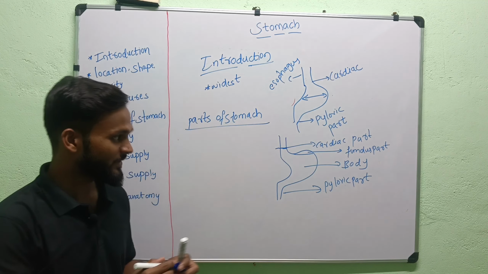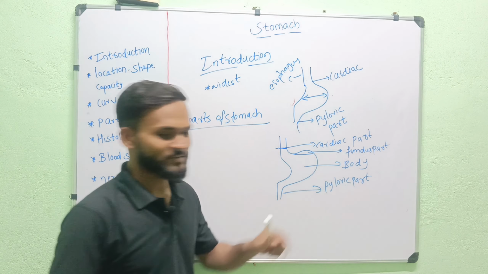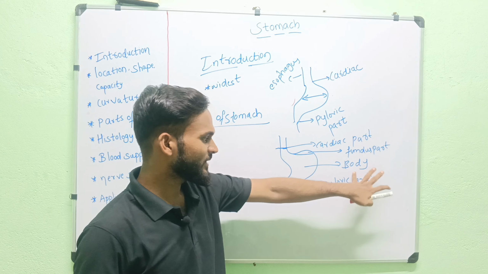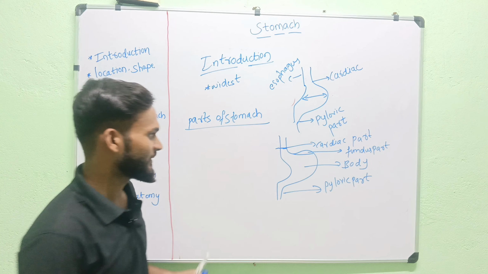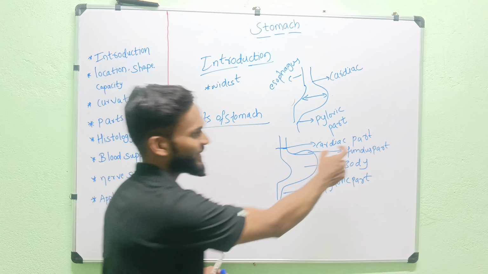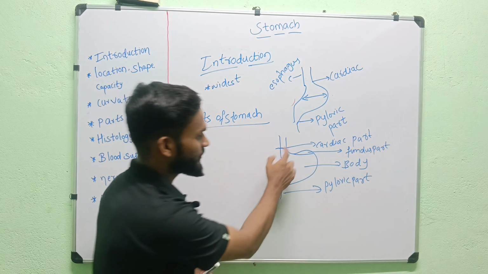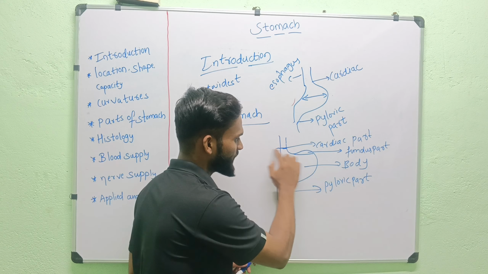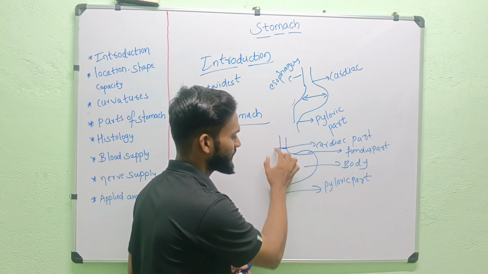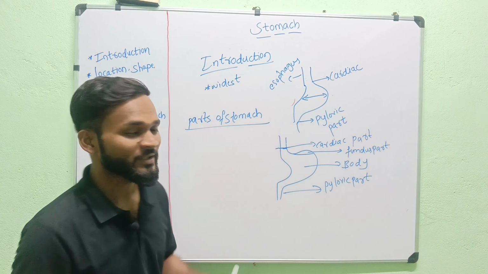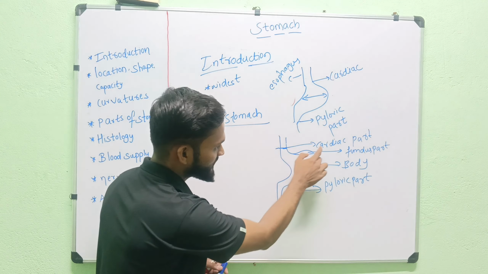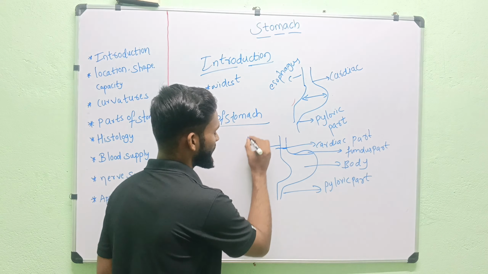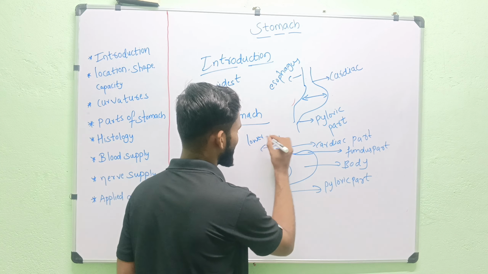The stomach has mainly four parts. The first is the cardiac part, the second is the fundus, the third is the body, and the fourth is the pyloric part. Let us discuss one by one. The first part covers the superior end of your stomach. Superior means the upper part. The upper part of your stomach is covered by the cardiac part, and just near the cardiac part there is a sphincter. This sphincter is known as the lower esophageal sphincter.